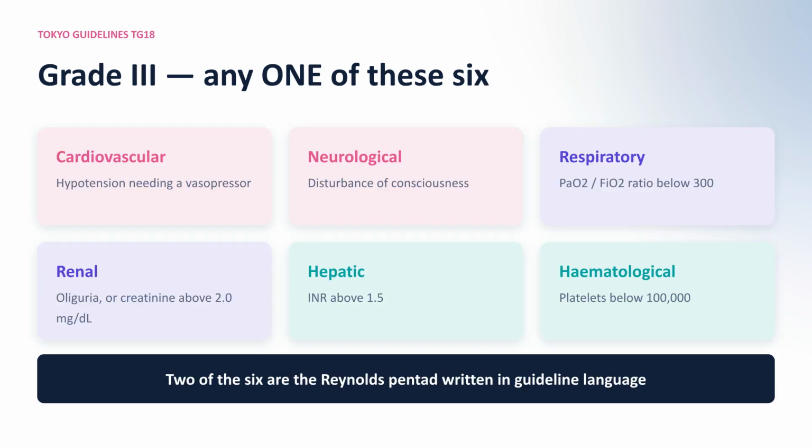Grade 3 deserves its own slide, because it is defined by a specific list: cardiovascular dysfunction, hypotension that needs a vasopressor, neurological dysfunction, a disturbance of consciousness, respiratory dysfunction, a ratio of arterial oxygen to inspired oxygen below 300, renal dysfunction, oliguria or a creatinine above 2, hepatic dysfunction, an international normalized ratio above 1.5, and hematological dysfunction, a platelet count below 100,000. Any one of these, just one, makes it severe. Notice that 2 of the 6 are simply the Reynolds Pentad, written in guideline language: shock and confusion.